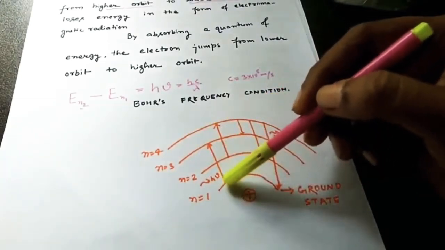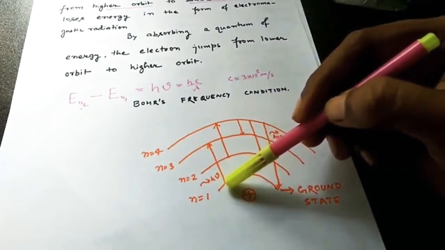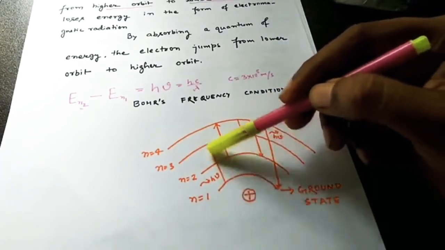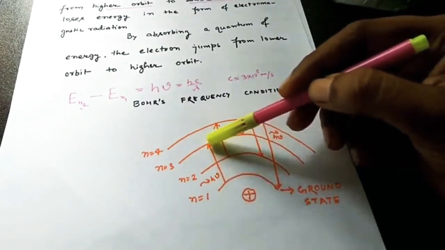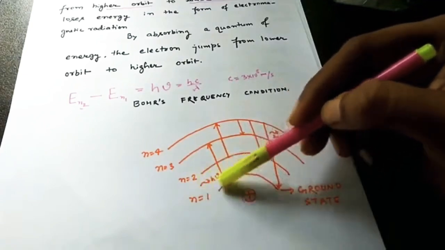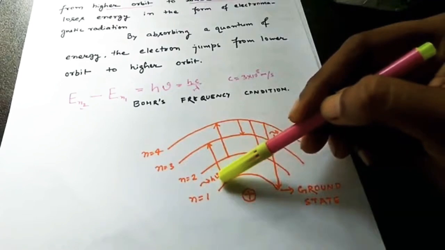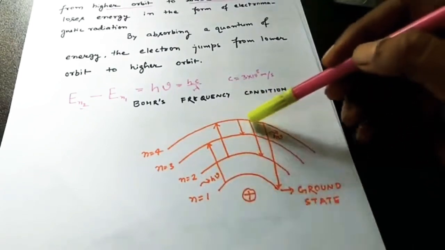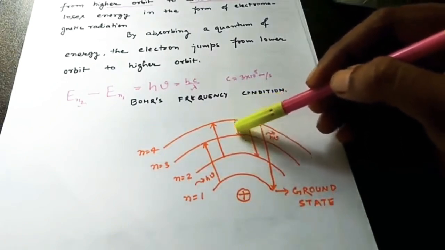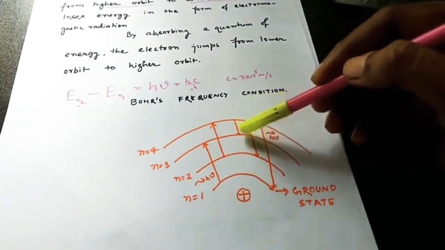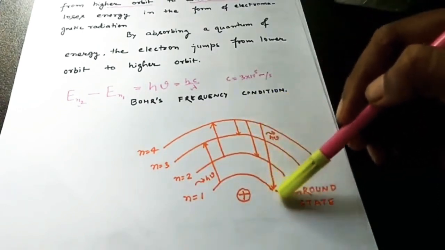Whenever an electron moves from a lower orbit, suppose here n is equal to 1, to the third orbit, it moves only when it absorbs some quantum of energy. Here the quantum of energy is equal to h nu, where nu is the frequency and h is the Planck constant. Similarly, the electron could jump from a higher orbit to a lower orbit. It could jump from n is equal to 4 to n is equal to 3, n is equal to 4 to n is equal to 2, n is equal to 4 to n is equal to 1, whatever.